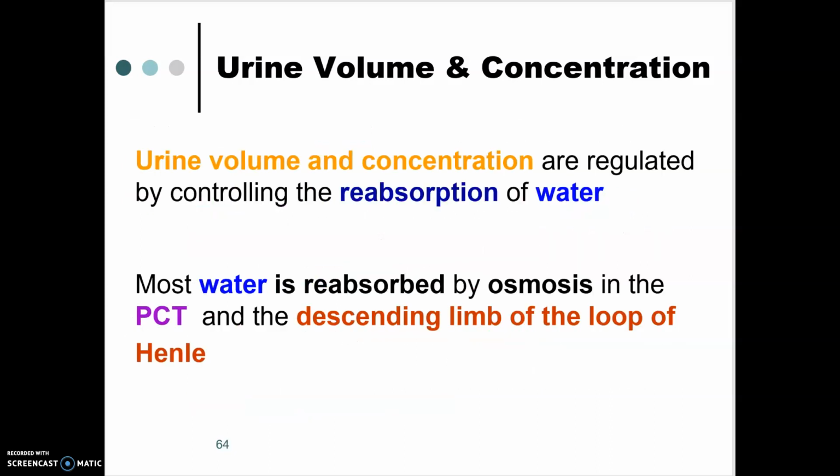Now, urine volume and concentration are basically regulated by controlling how much water we reabsorb or how much we allow to be excreted. Most of the water that is filtered out at the glomerulus is reabsorbed by the time it passes through the proximal convoluted tubule and the descending loop of Henle. Those are the two places where most water reabsorption will occur.